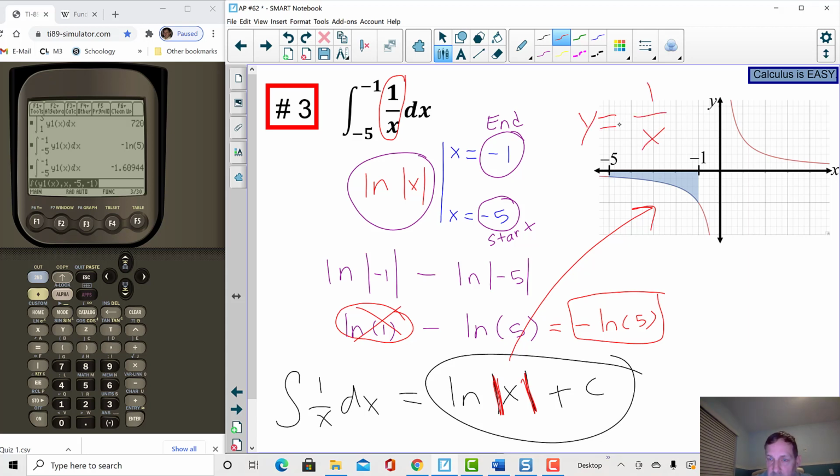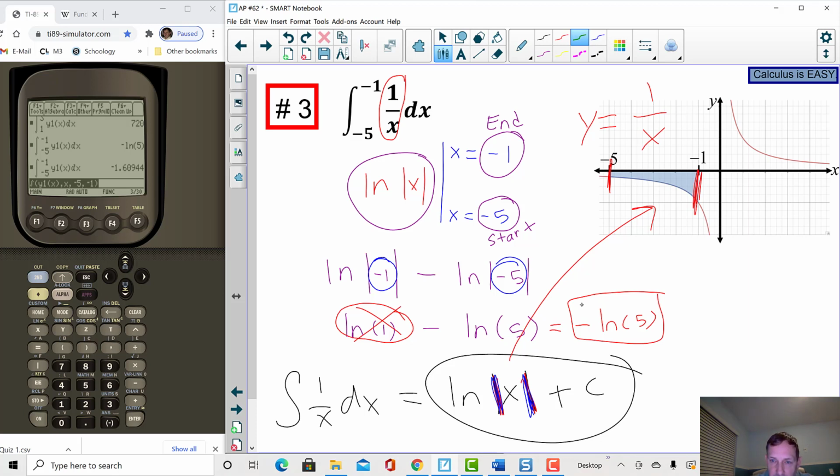This is the function y equals 1 over x. And again, the integral is kind of like the area, but we want to go from -5 all the way to -1. And if we don't have absolute value around that x, we're going to get ln of a negative number, which is not possible. So we would not be able to get an answer. So we have to have those absolute values there, or we're not even going to be able to do this kind of a problem.